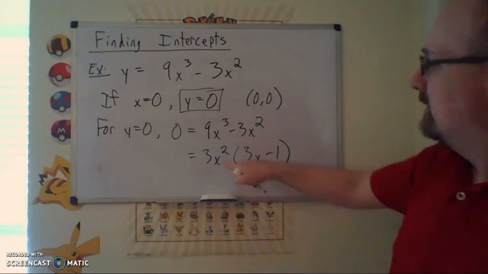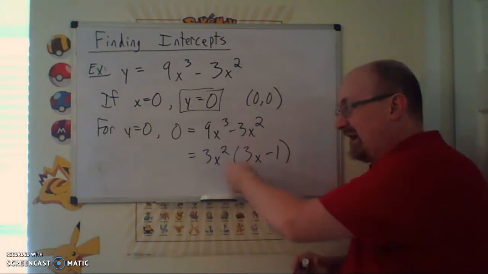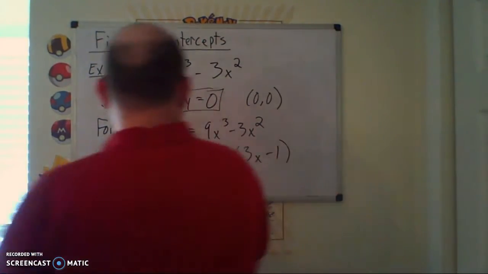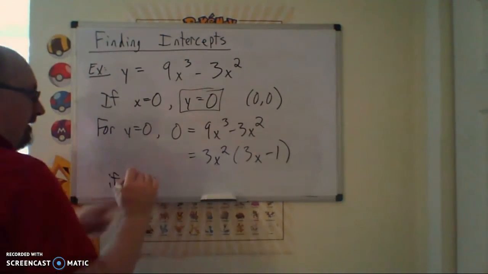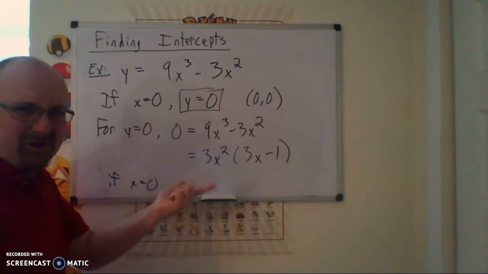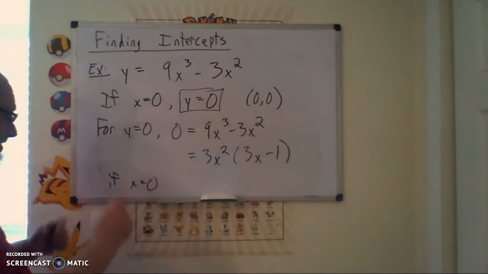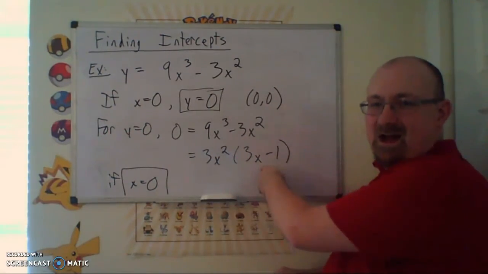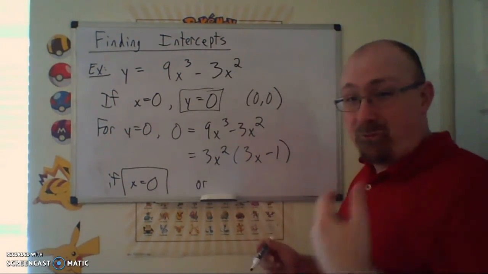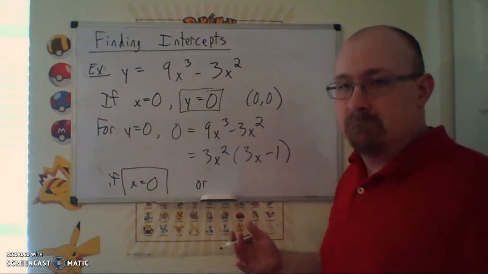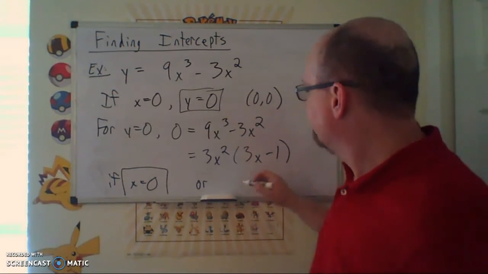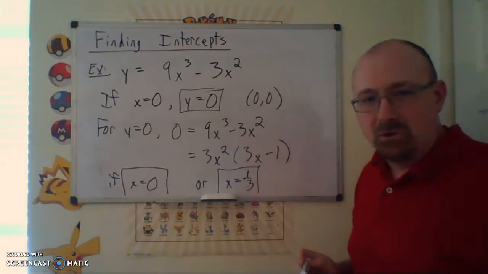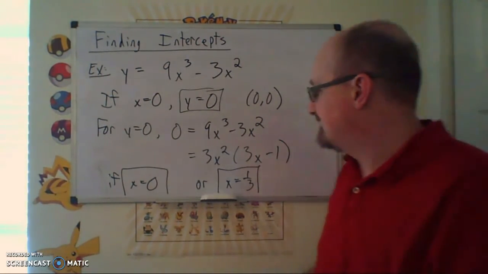So now, same deal as before. These two things multiply together, we get 0. One of them has to be 0. So for this one here, the only value of x that would make 3x squared be 0 is, in fact, 0. So there's one. Then we take this other one, we set 3x minus 1 equal to 0 and solve. Go ahead, I'll wait. So you should end up getting an x value of 1/3 for your other x-intercept.